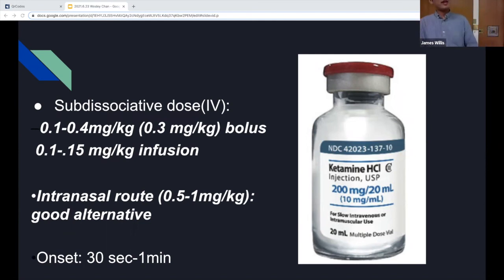We often think about it for RSI as well as continuous sedation. But for pain, we can use a sub-dissociative dose, which is 0.1 to 0.4 milligrams per kg bolus over a 10 to 15 minute interval. And then you can give a 0.1 to 0.15 milligrams per kg infusion for these pains. There's also an intranasal route, which is a good alternative for children. As I mentioned, it has a pretty quick onset, 30 seconds to 1 minute, for a lot of these patients.